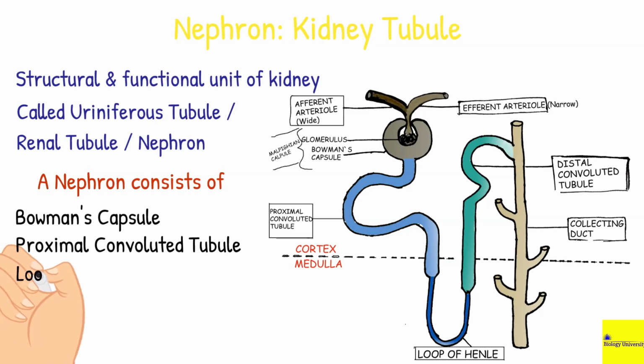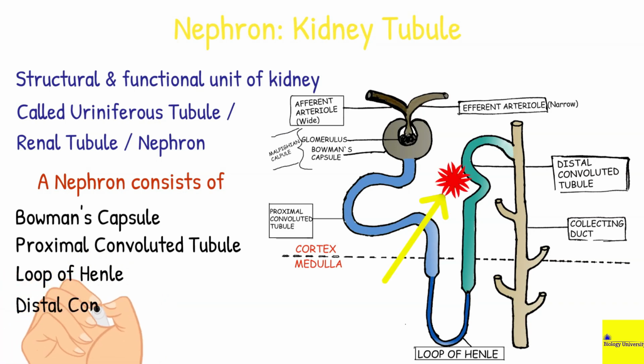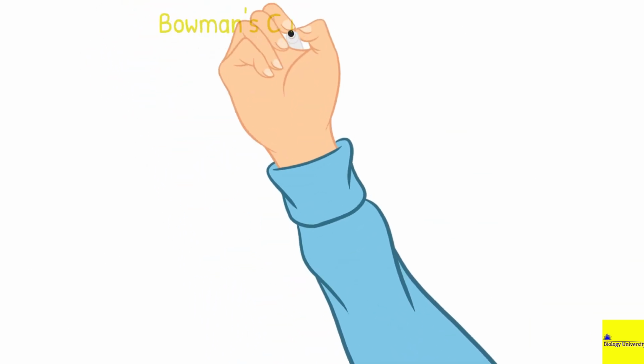The PCT then runs into the middle U-shaped part which is known as loop of Henle. It is shaped like a hairpin but it is not convoluted. The loop of Henle runs in the medulla part of the kidney which then runs into the next convoluted region known as the distal convoluted tubule or the DCT. This DCT lies in the cortex region of the kidney. The DCT then opens into collecting duct. This collecting duct receives the contents of many such kidney tubules and pours it as urine in the pelvis of the kidney.